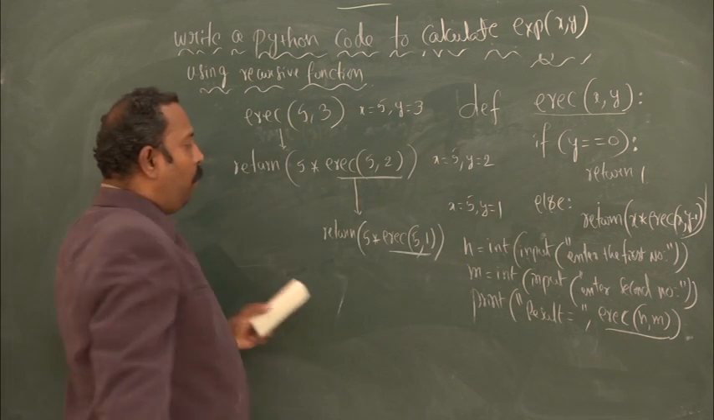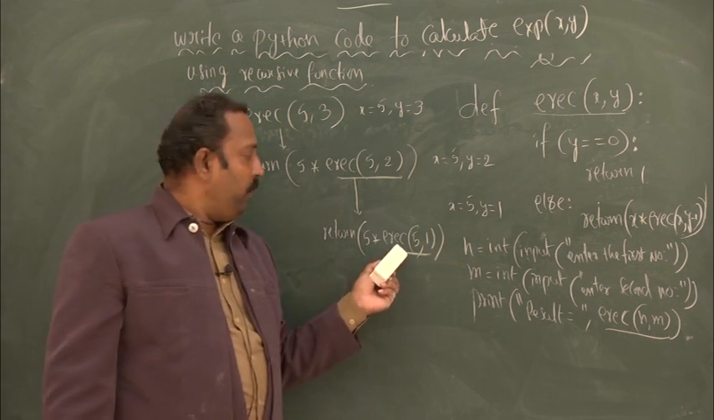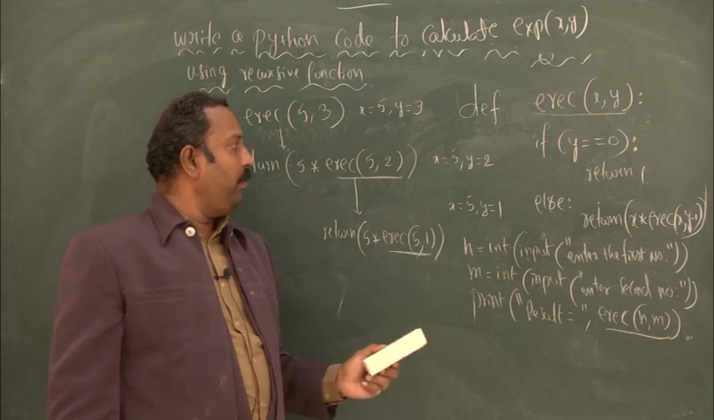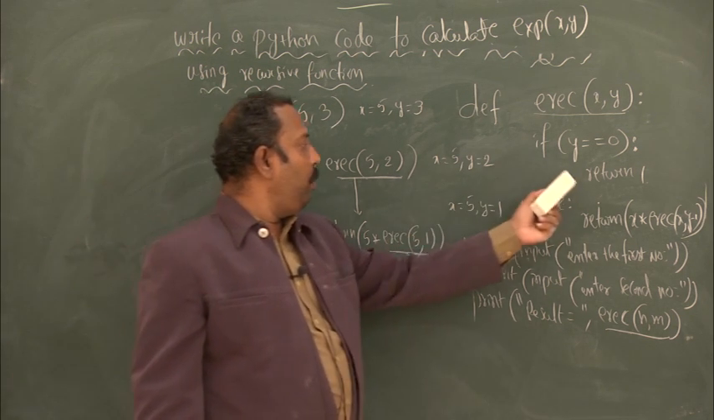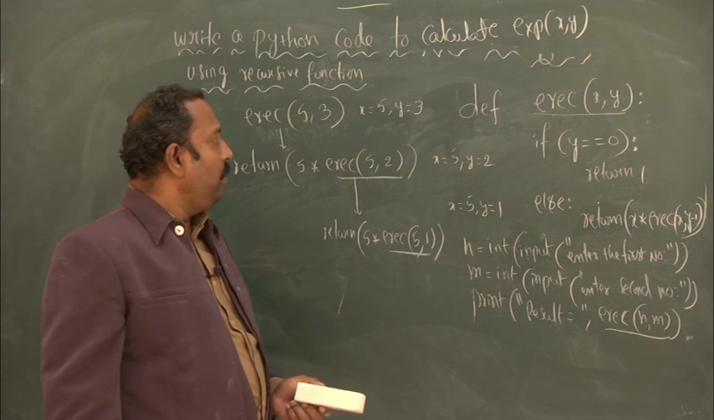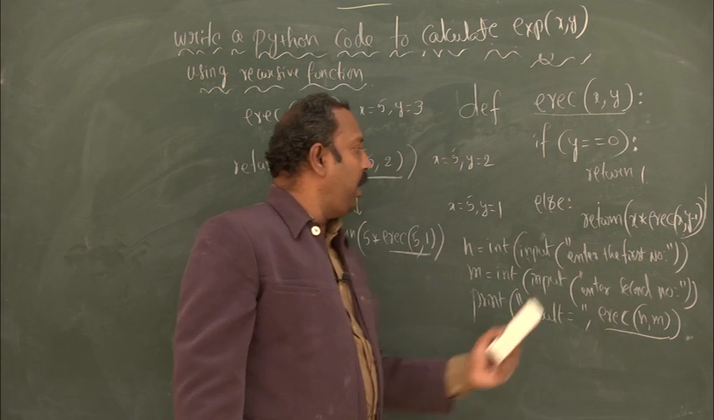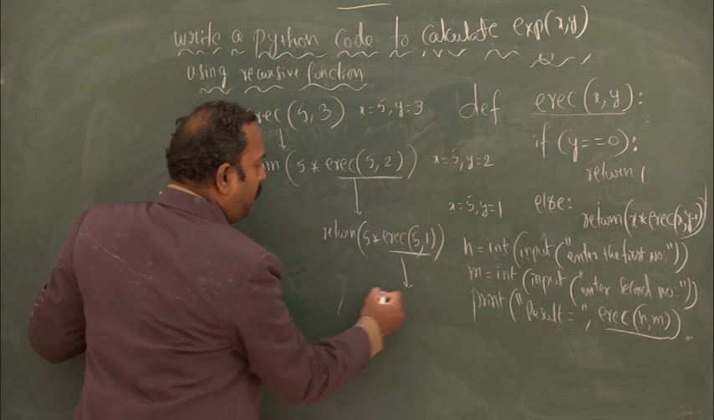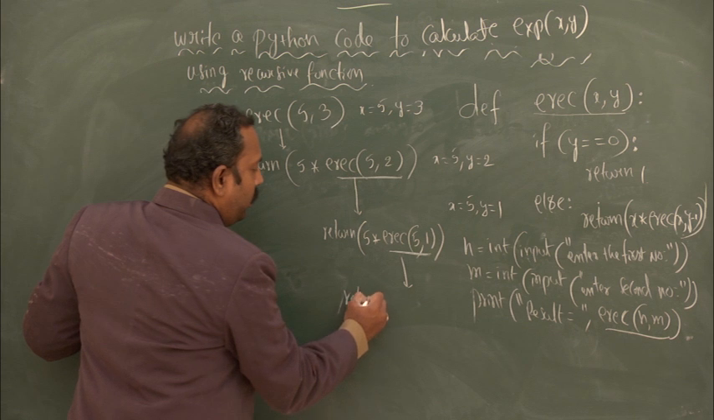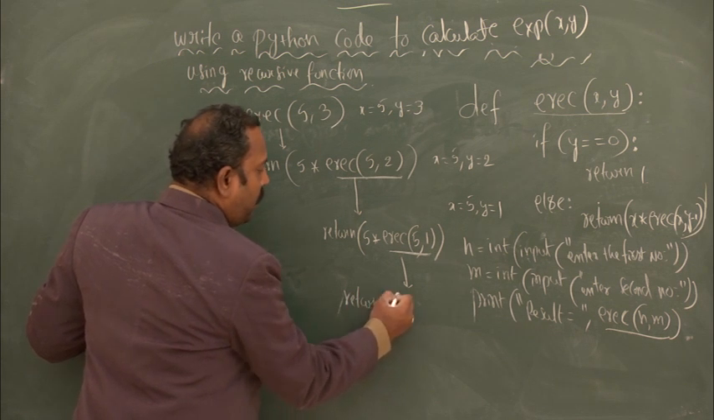Y gets value 1. Whenever this function call 5 comma 1, x gets 5, y gets 1. So y is not equal to 0. If y equals 0 then return 1, but y is not equal to 0. So again we come to the else case. Again there is a function return, the else case.